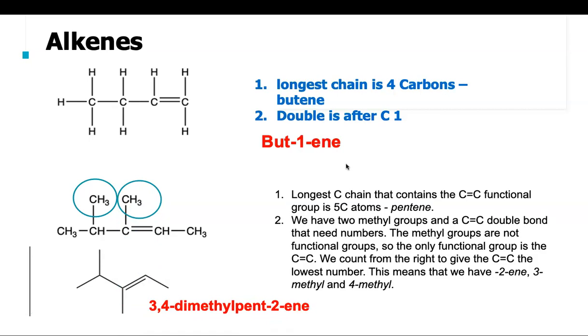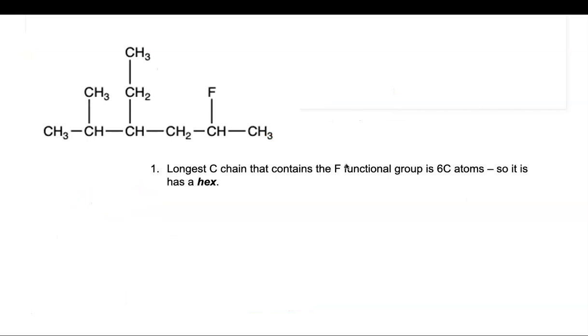The double bond takes preference. Hence, the functional group is on the smallest carbon, so we will number the methyls after that. Okay. Now let's look at this one.